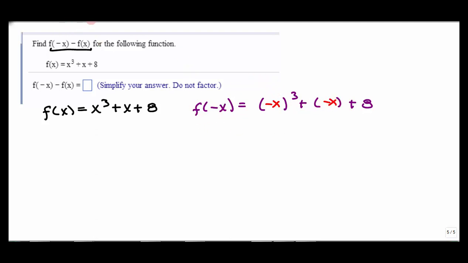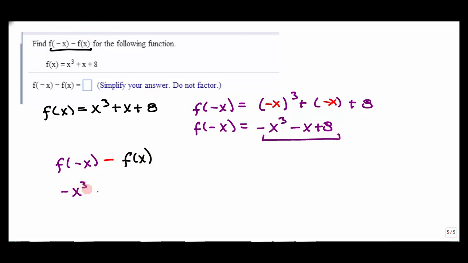Now, let's go ahead and simplify f of negative x. So a negative times a negative times a negative is a negative, giving negative x cubed minus x plus 8. Now remember, our original problem said take f of negative x and subtract f of x. So f of negative x I just found and simplified, so that's negative x cubed minus x plus 8. And then I need to subtract. And because I'm subtracting this entire value, you need to make sure you have a set of parentheses. And then I just plug in my value of f of x from up here.